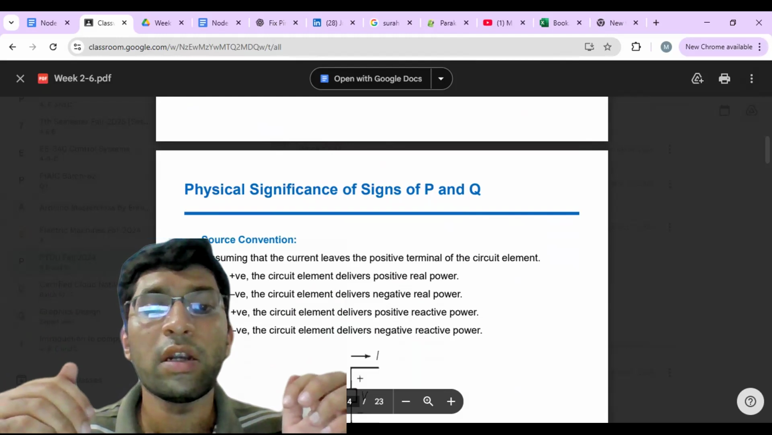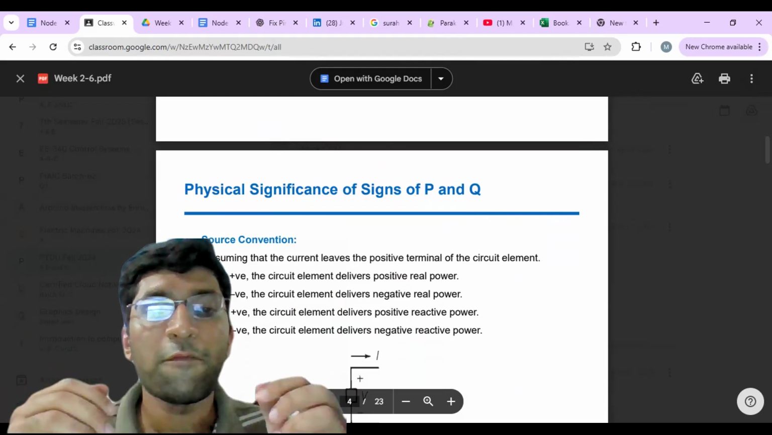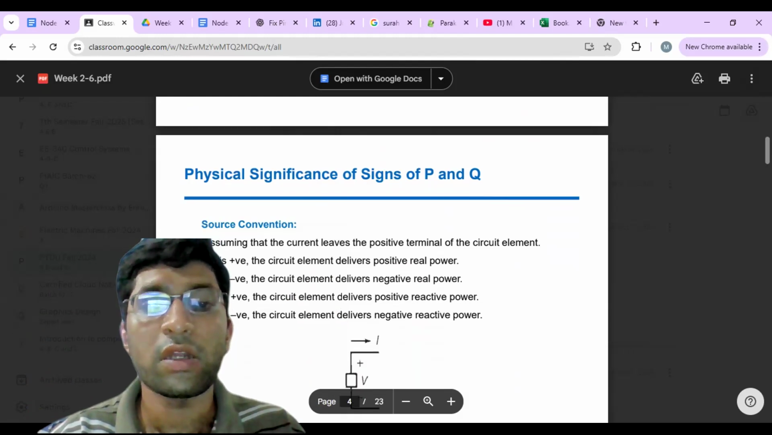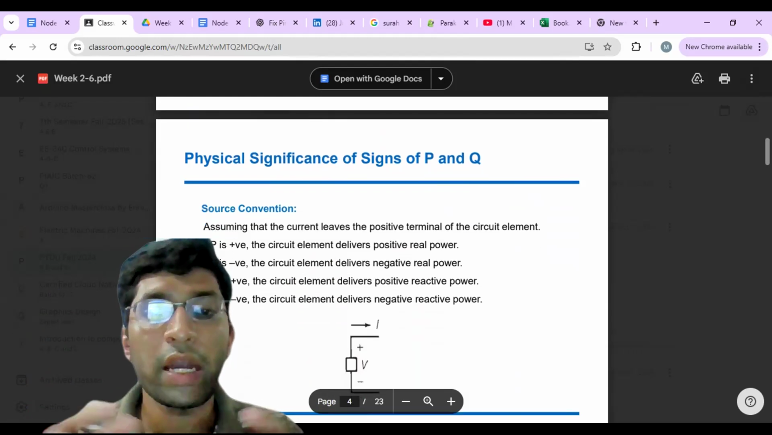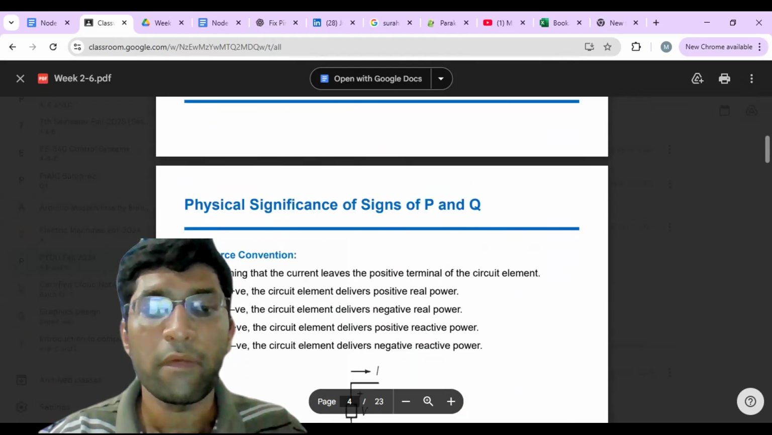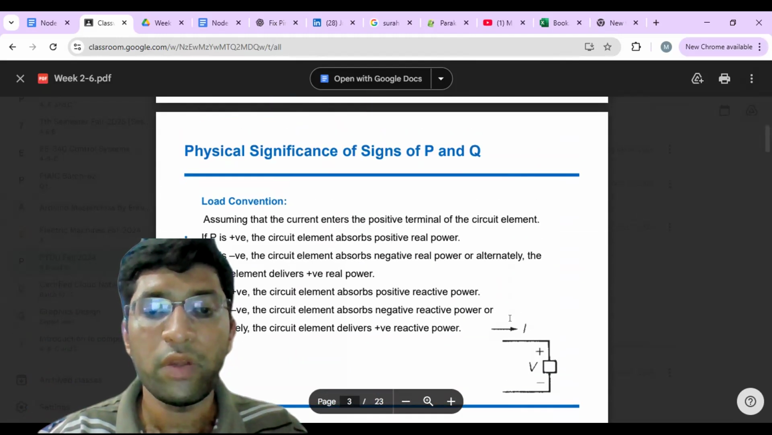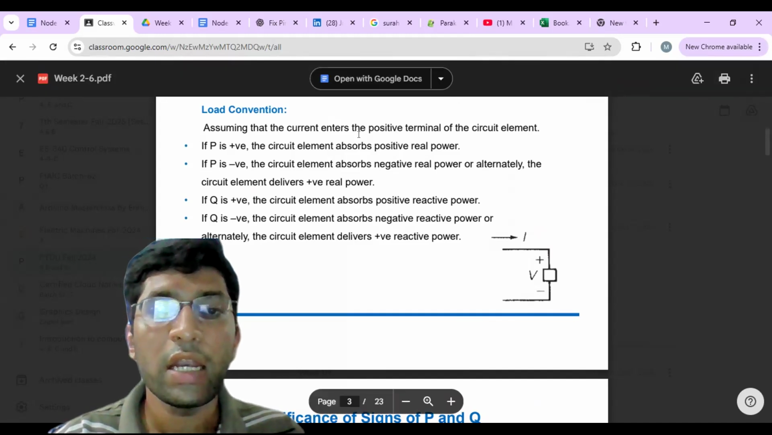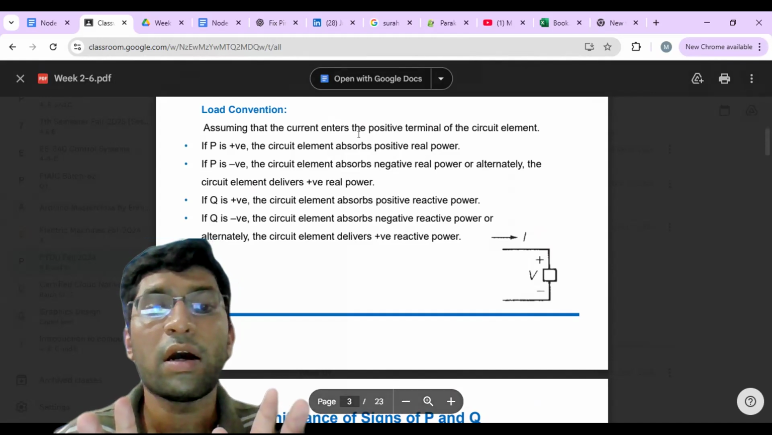This circuit element delivers positive real power. If P is negative, the circuit element delivers negative real power. If Q is positive, the circuit element delivers positive reactive power. And if Q is negative, the circuit element delivers negative reactive power. So you can see the difference between these things. First it was all about absorbing. Now just the change is that, don't cram it.